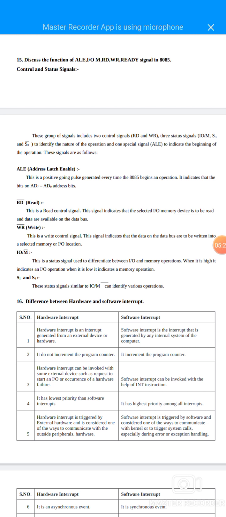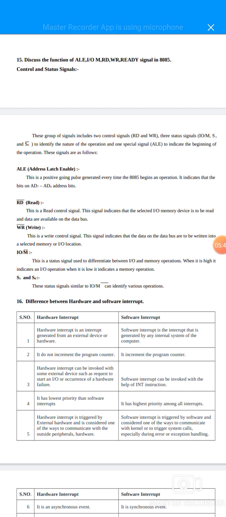This is a positive going pulse generated every time the 8085 begins an operation. It indicates that the bits on AD7 to AD0 are address bits. Read, RD: this is a read control signal. This signal indicates the selected input or memory device is to be read and data are available on the data bus. WR, write: this is a write control signal. This signal indicates that the data on the data bus are to be written into the selected memory or input output location.